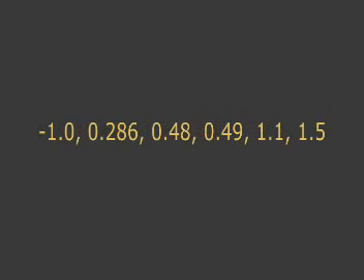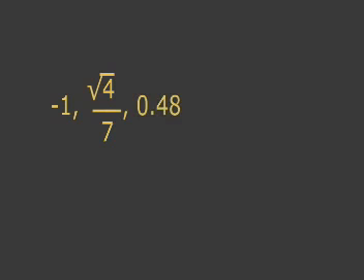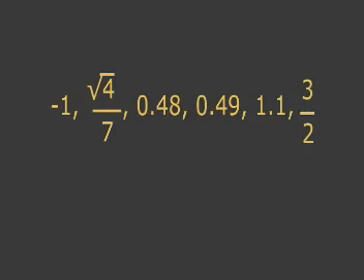When you look back at the original form of the numbers, you will find that your numbers should be in this order: -1, the square root of 4/7, 0.48, 0.49, 1.1, 3/2. How did you do?